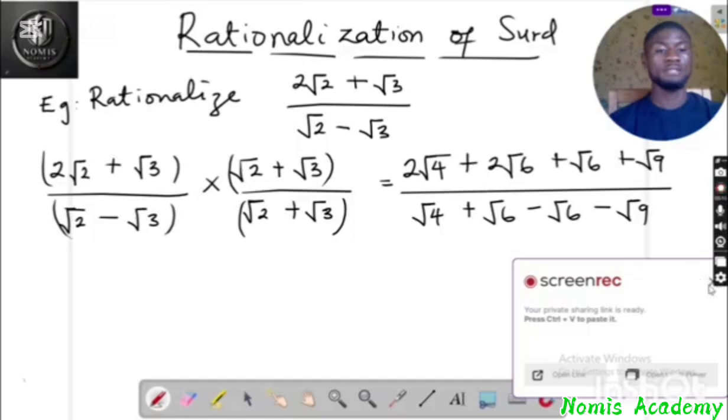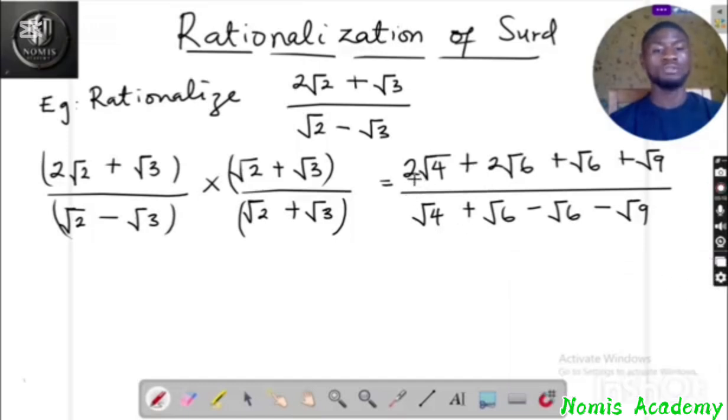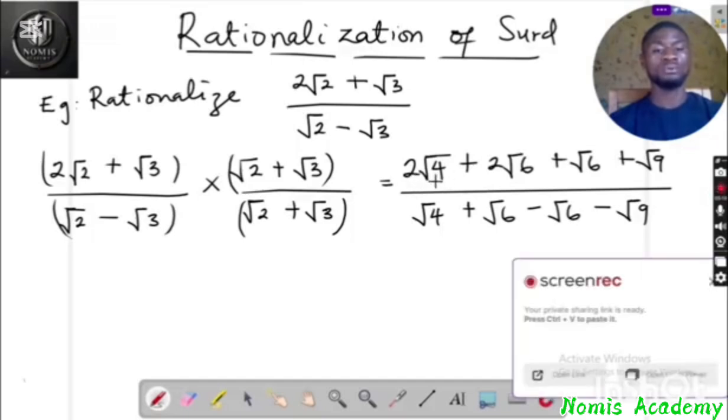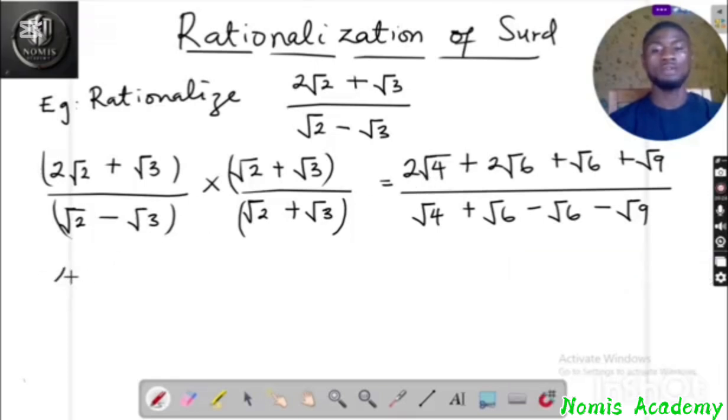So we can simply find the value of what we have. This 2 root 4: root 4 is just 2, so 2 times 2, I'm left with 4. Plus 2 root 6 plus 1 root 6, so that makes it 3 root 6. Plus root 9 is just 3. So that's plus 3, all over root 4, which is just 2.